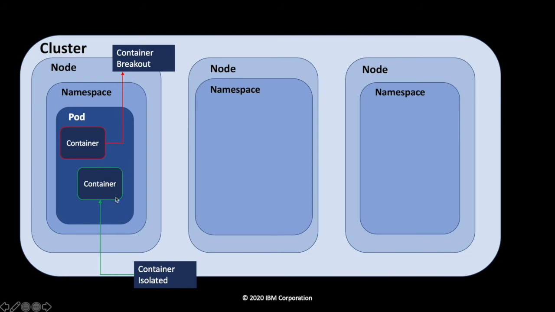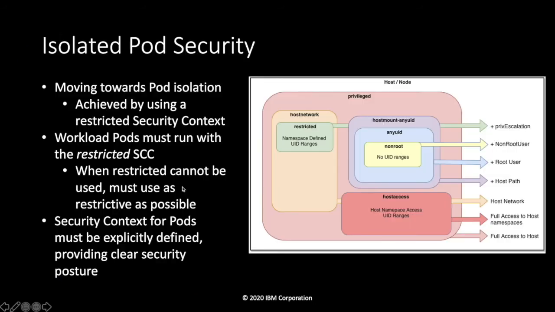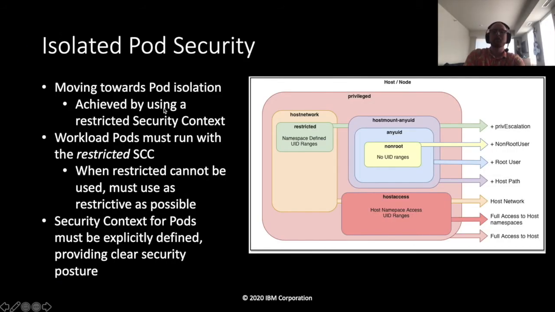And this is called container breakout, and it's not a great situation, which is why part of the certification program moves towards container and pod isolation. And with that, let's transition into isolated pod security. So we at IBM are moving towards pod isolation, and this is achieved through using a restricted security context. Now, workload pods must run with the restricted SCC, and when the restricted SCC can't be used, you have to use the most restrictive SCC possible.